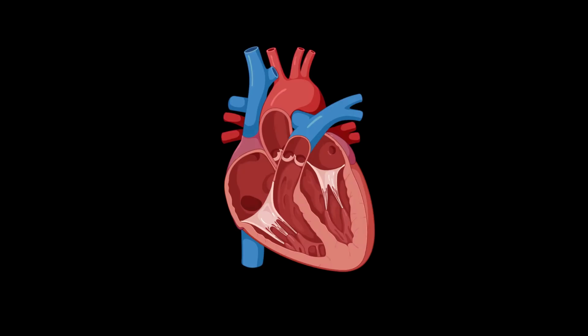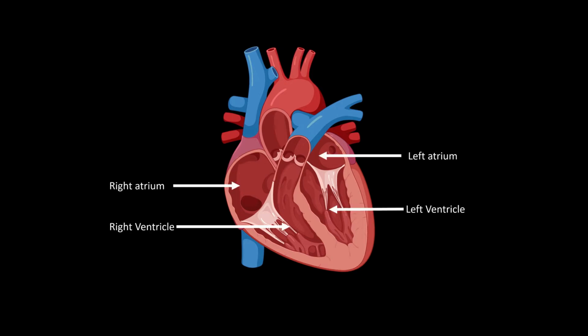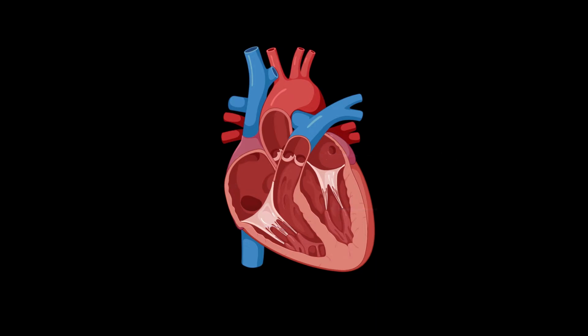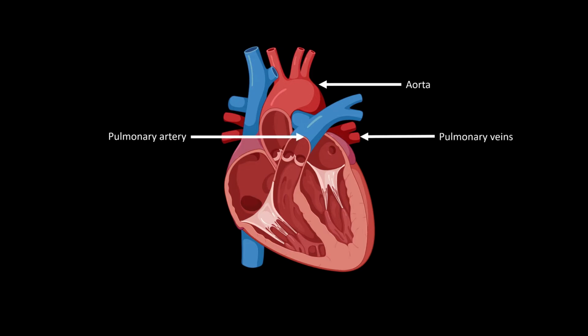Cardiac anatomy. In this diagram of the heart, we can see a number of key features. Firstly, the heart has four chambers, the left and right atria, as well as the left and right ventricles. There are also a number of key vessels to notice, such as the aorta, which feeds the systemic circulation, the pulmonary artery, which feeds the pulmonary circulation, and the pulmonary veins and vena cava, which return the blood to the left and right atria respectively.